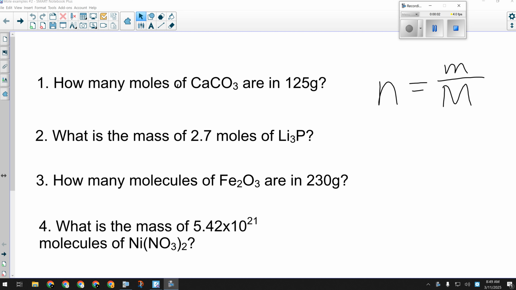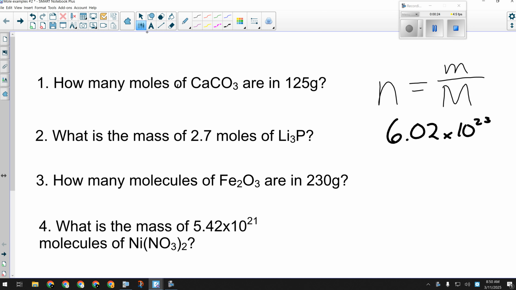Let's see how we're doing with the mole stuff. Just 4 more. Okay? Write them down and give them a try. And then I'll give you a few minutes and we'll do the first one. I'll give you a few minutes and we'll do the second one. Remember, you got the mole equation here and you got Avogadro's number. Both of those are on your formula sheet, don't forget. Okay?